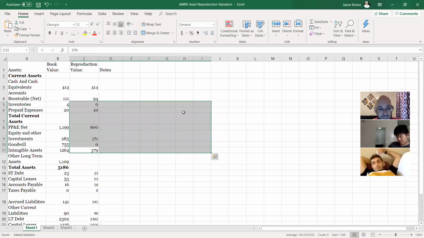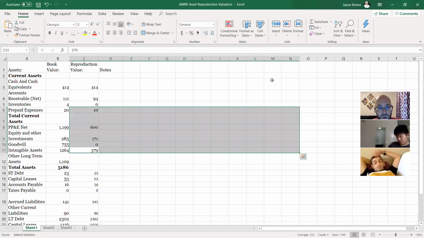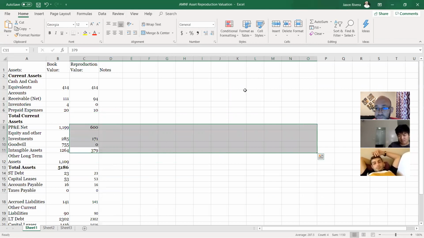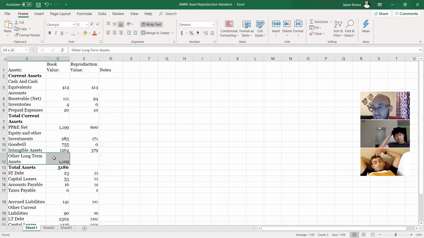Other long-term assets. This is kind of like equity and other investments. Without looking at the footnotes, we don't know exactly what this is. So what would you do here without looking at the footnotes?